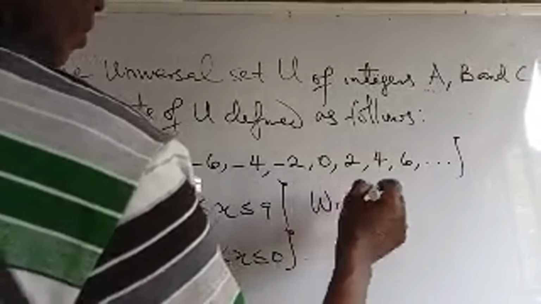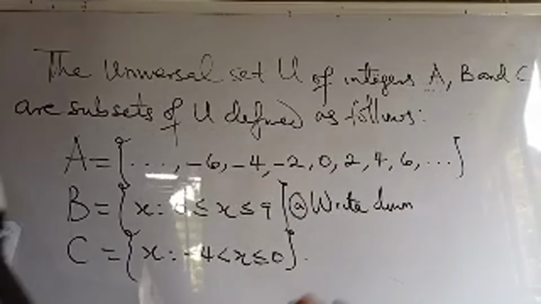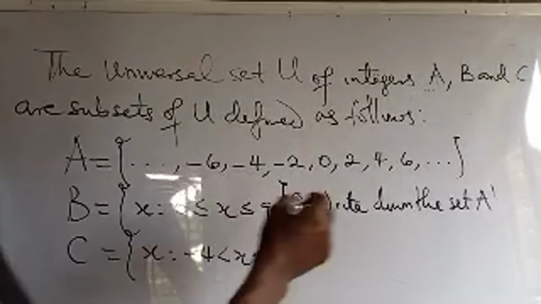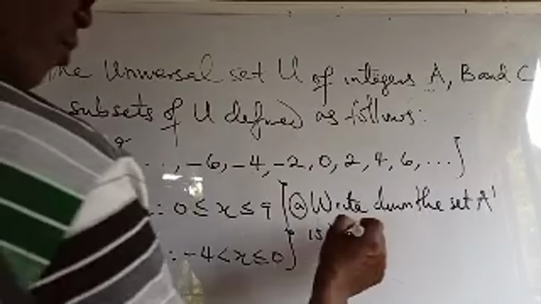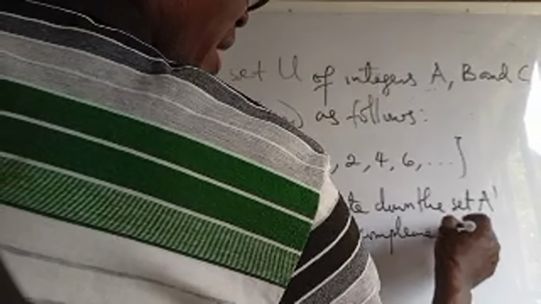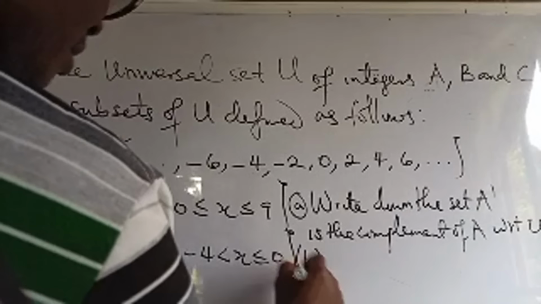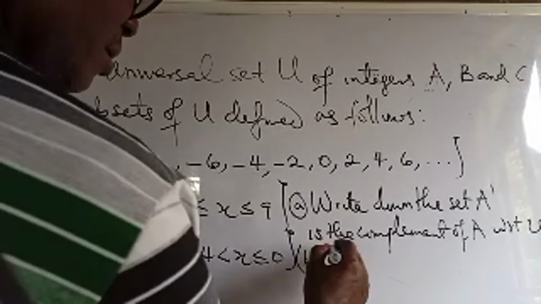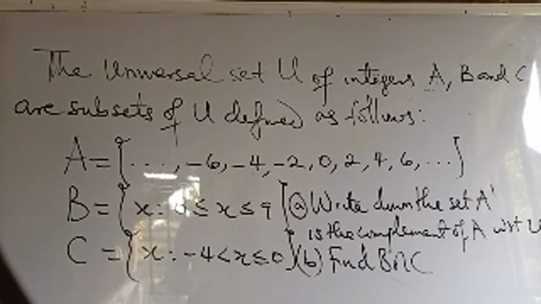Write down the first question. Write down the sets: A complement, that is A prime, the complement of A with respect to U, that is the inverse set. Then we have B. Find B intersection C.